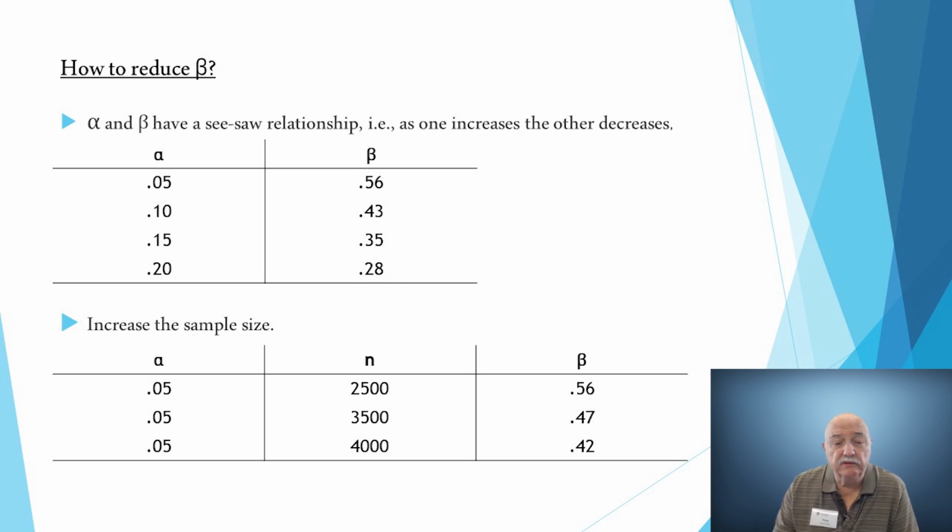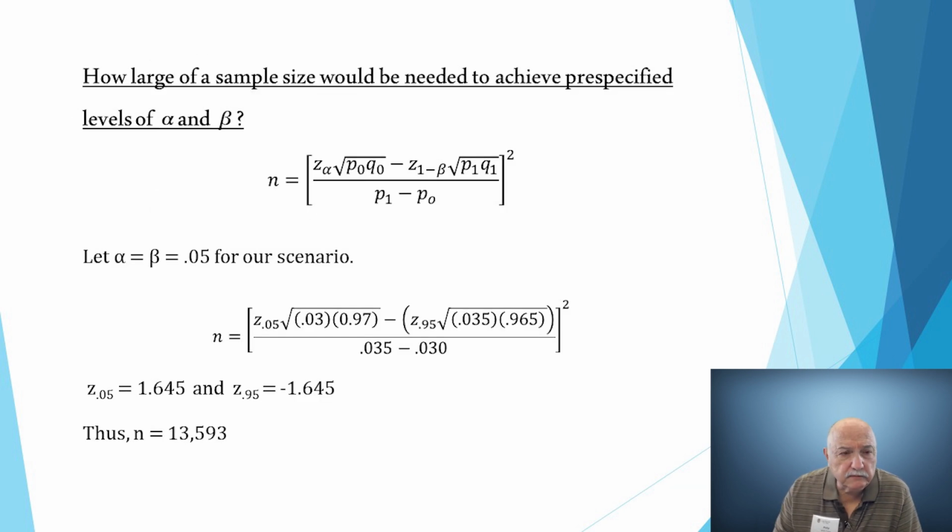However, since we're all mathematicians here, how large of a sample size would be needed to achieve pre-specified levels of alpha and beta? Here is the formula that you would need to determine the sample size for a pre-specified alpha and a pre-specified beta. Just to refresh your memory, Z sub alpha represents the area under the standard normal curve, so that the tail probability is equal to alpha in this case.